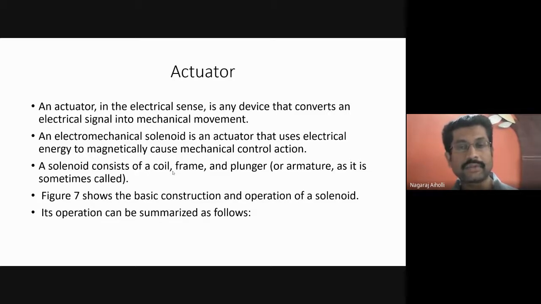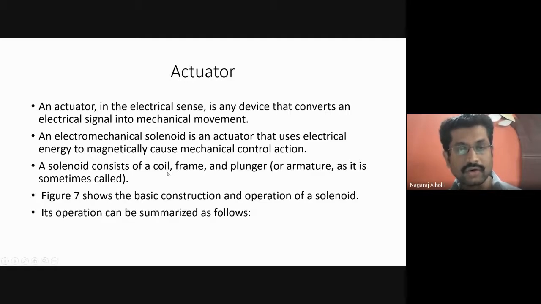An electromechanical solenoid is an actuator that uses electrical energy to magnetically cause mechanical control action. That is, when you energize with an electrical signal, the coil gets magnetized. We call this concept electromagnetism. Whenever a current is passed through the coil, there is a magnetic field surrounding the coil. This is called an electromagnet. So the electromechanical solenoid works on the principle of converting electrical energy to magnetic energy and then to mechanical energy.